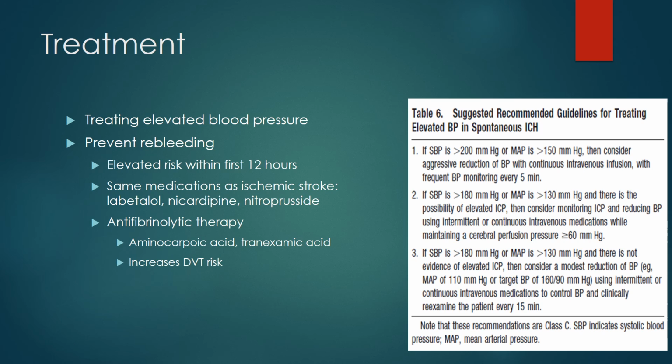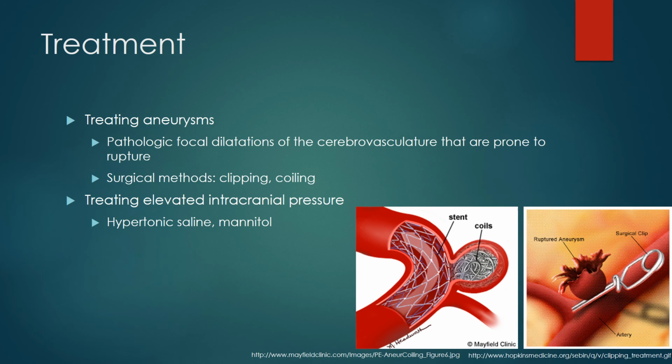tranexamic acid. So the guidelines really recommend treating to a cerebral perfusion pressure of, I believe it's 50 to 70. However, we don't monitor that in the ED. So for Froedtert, an achievable goal blood pressure of less than 160/90 is ideal for these patients who come in with hemorrhagic strokes. This slide's just looking at aneurysmal treatment.